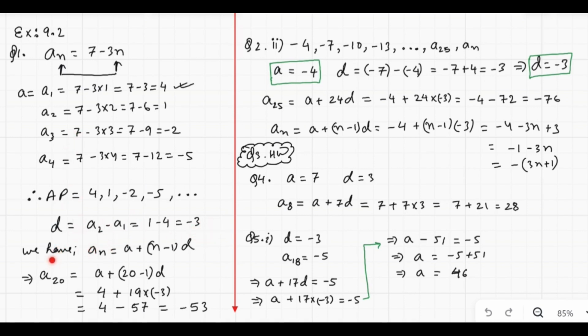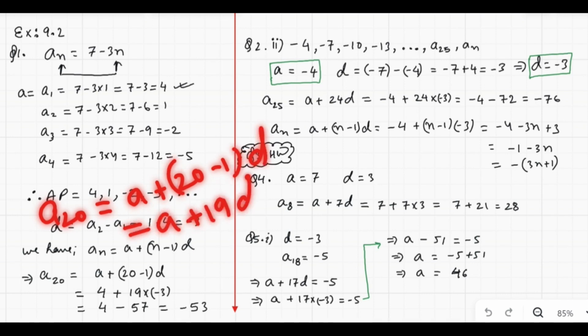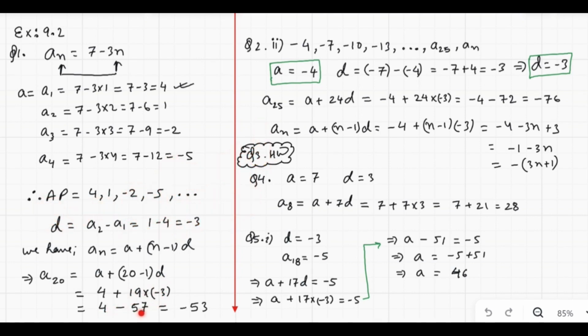After that, you have to find the value of the 20th term, that is A20, which will be given by the formula A plus 20 minus 1 D, that is A plus 19D. Now, replacing D by minus 3, we get 4 minus 57, it is minus 53.